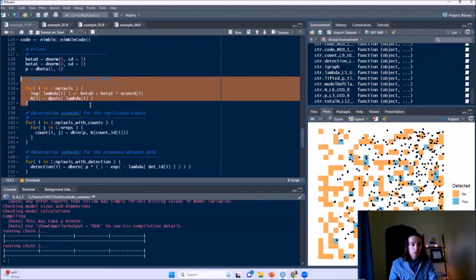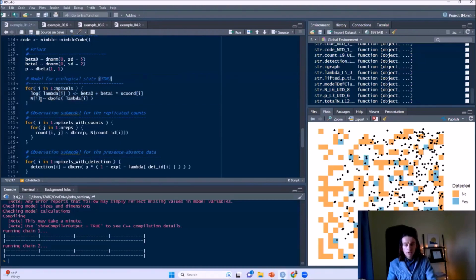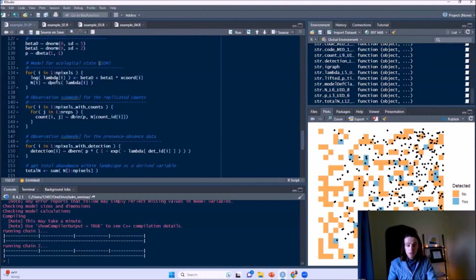So this is our Nimble model, and I'll start in this section here. We have a model for the shared ecological state across this landscape. So what we're doing here is looping through all of the pixels within that landscape. We have this model for the expected abundance, this log linear regression, very similar to what I showed you before. We've got an intercept, a slope. We have the x-coordinate here as our predictor variable. And then we model the latent abundance within that cell as a draw from a Poisson distribution with the expected value set to that lambda. So that is our model for the landscape.